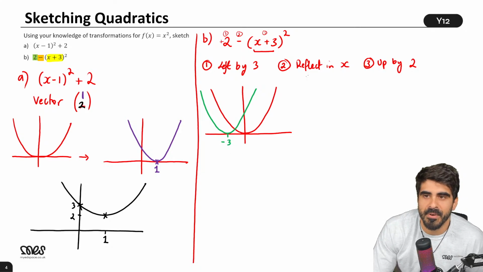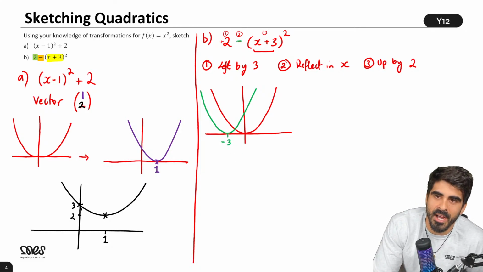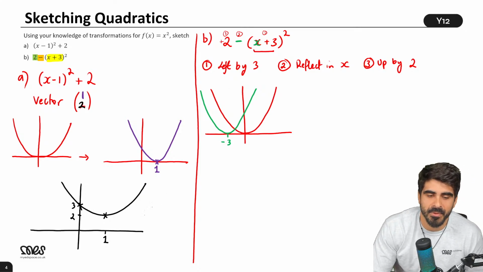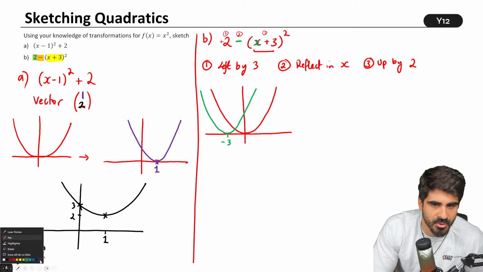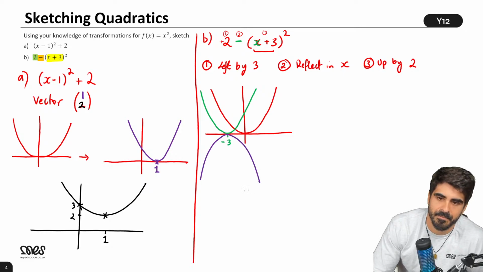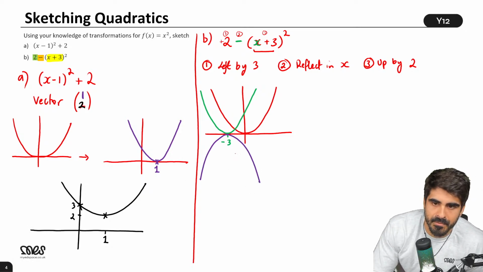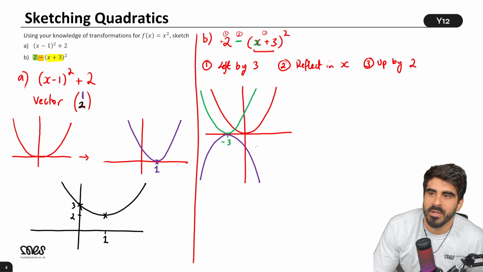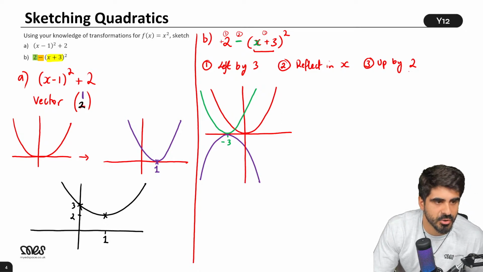Then we reflect it in the x-axis. And this is why it becomes upside down, because we get that negative x squared. So on the same graph, guys, you can just make it upside down like this. And then finally, we are going to move it up by 2.